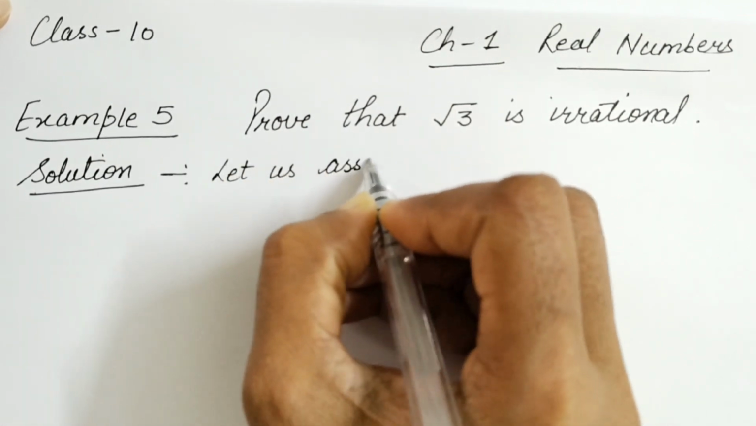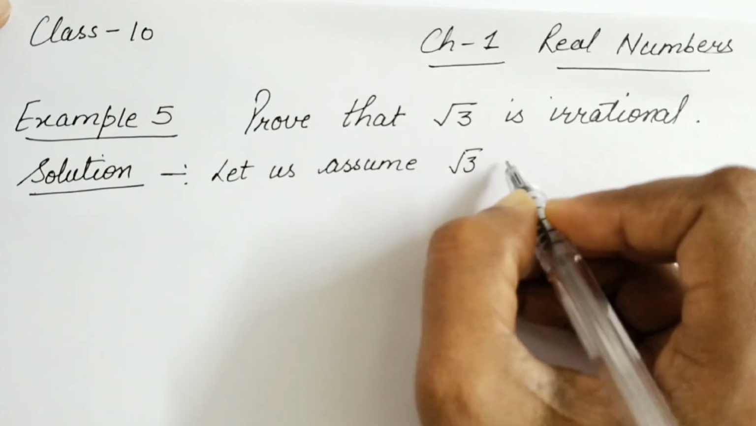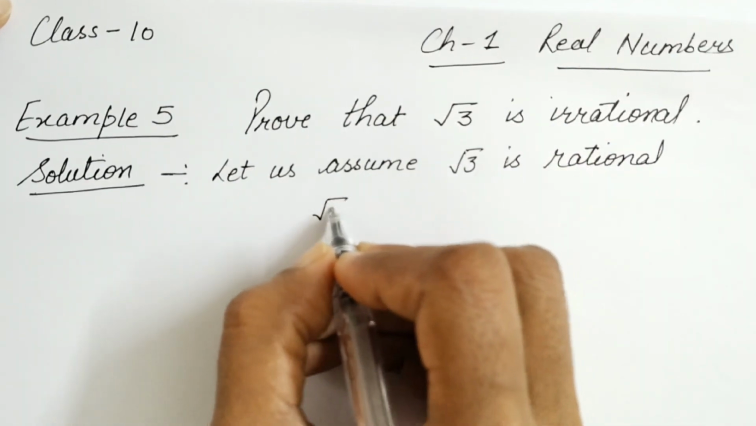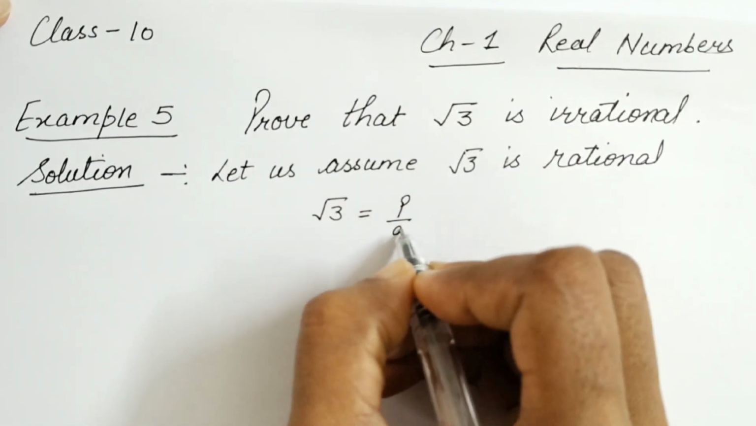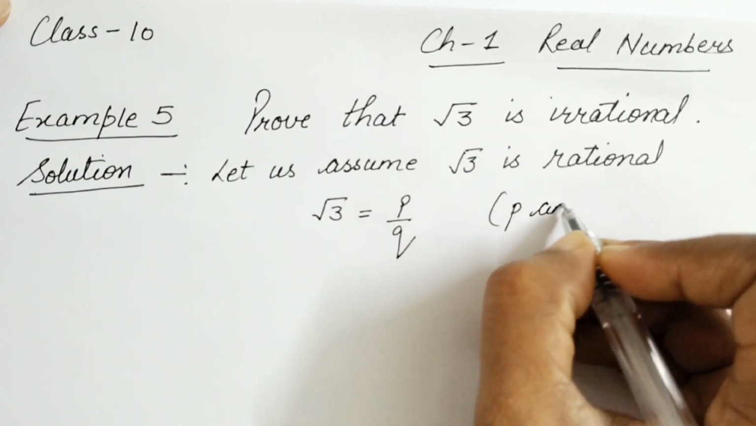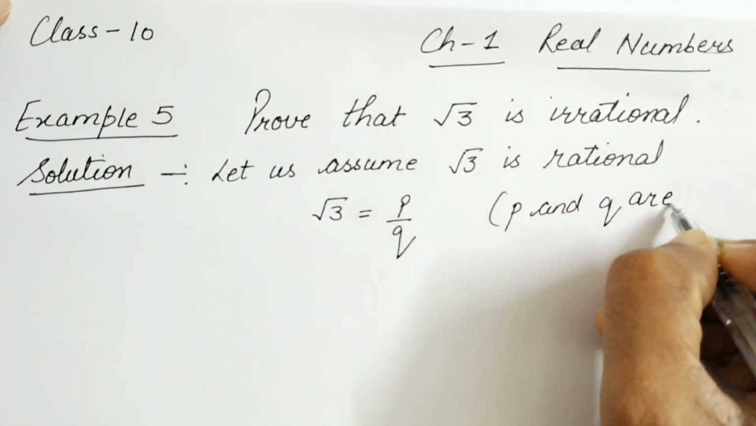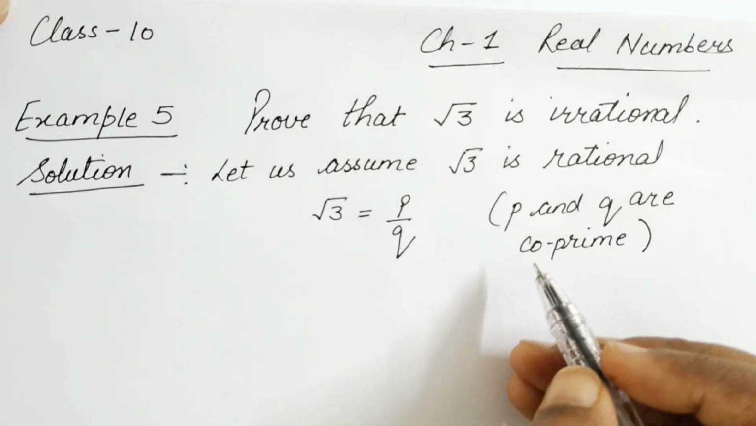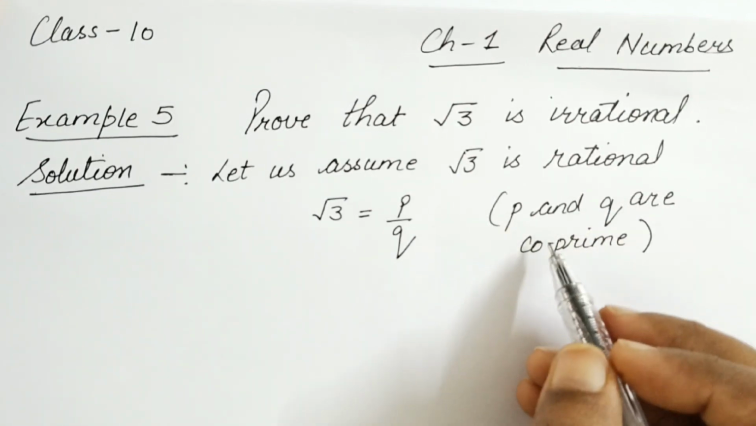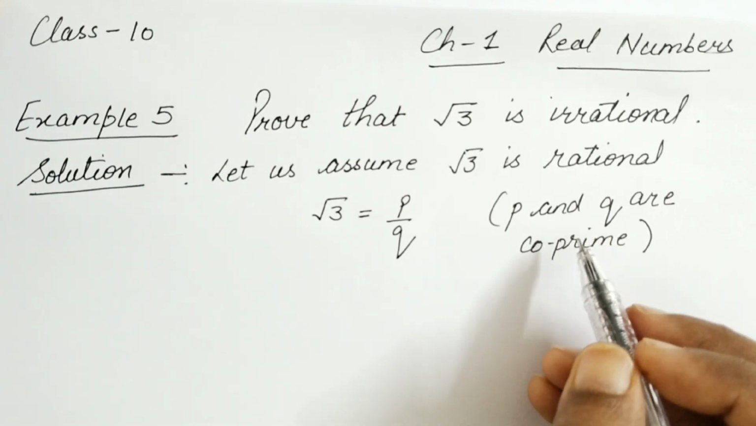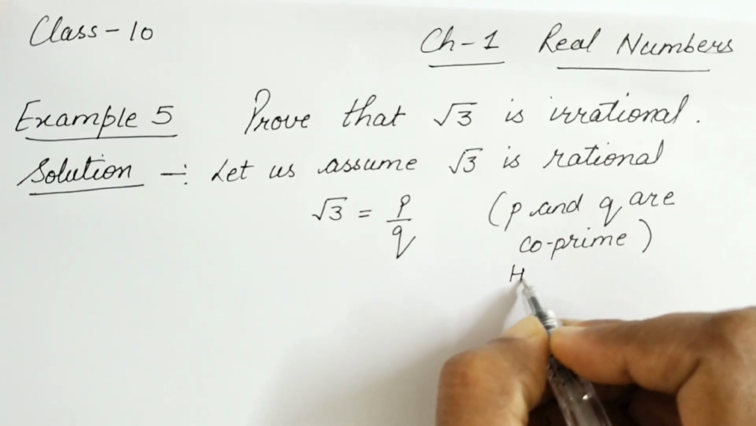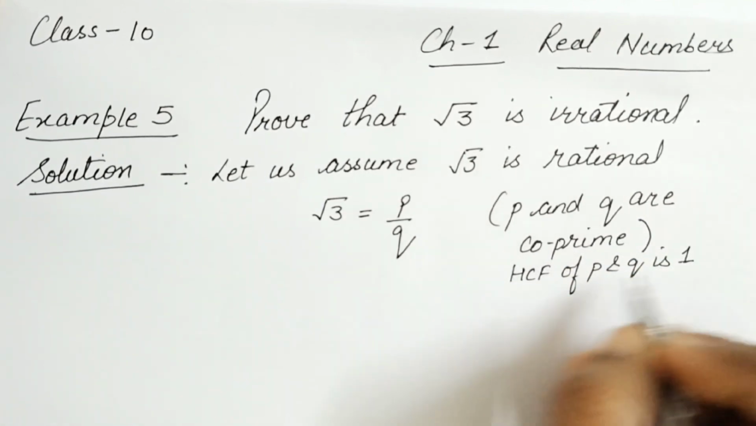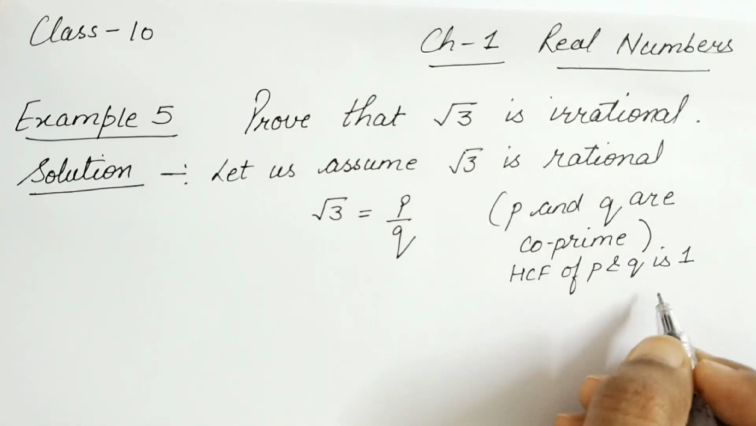Let us assume root 3 is rational. If it is rational, then we can write it in the form of P by Q. And we are assuming that P and Q are coprime. Again, I am telling you this line is very important. Coprime means the numbers P and Q are having only one common factor, that is 1. Coprime means the HCF of P and Q is 1. Highest common factor is 1. You can add this line for better understanding.